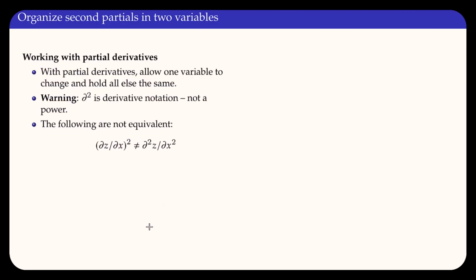Remember, when we're working with partial derivatives, allow only one variable to change and hold all else the same. Remember that our partial notation is just notation. You're not actually squaring anything here. This is just a recipe that says, or at least part of it says, take the derivative twice. It's not a power term. And consequently, the following here are not equivalent. On the left-hand side, that is squaring the derivative of z with respect to x. On the right-hand side, this is the second derivative of z with respect to x.